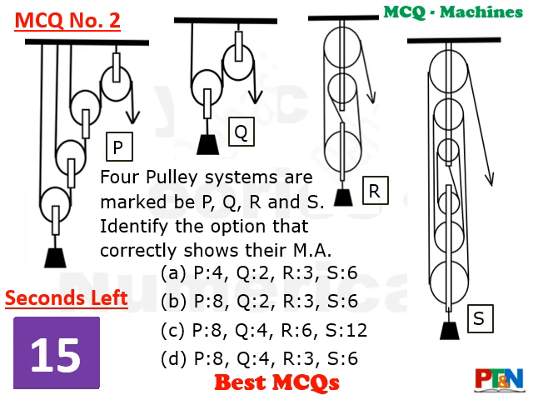Next MCQ. MCQ number 2. Here you have been given four pulley systems marked P, Q, R and S. Now you need to identify the mechanical advantage of these and get to your option for which system what is the mechanical advantage, and you have to choose your option. Your timer for 15 seconds starts now. If you think you require more time, do pause the video and come back to your answer before looking at the answer here.